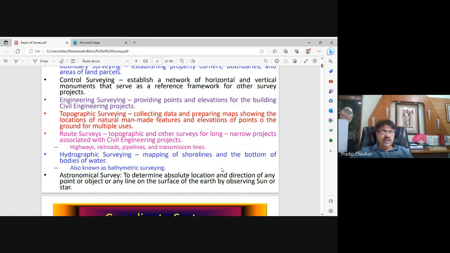Then hydrographic survey, where we map shorelines and the bottom of water bodies. It is also known as bathymetric survey.